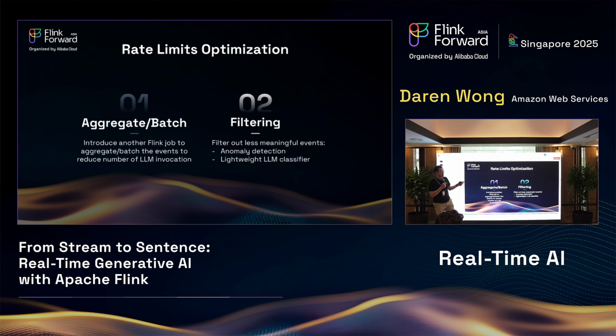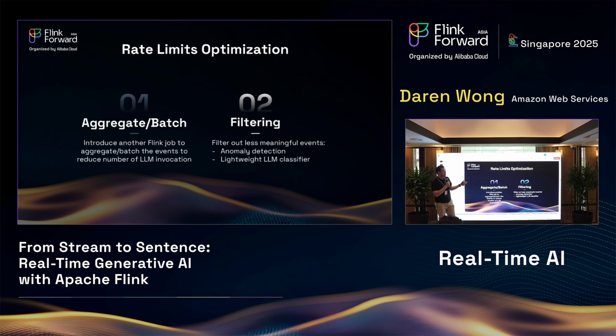The second way I can think of to do it is to use a lightweight LLM as a classifier. What this means is we give it the event, and based on the event, we ask the LLM to classify whether this is a meaningful event or not, whether we should be making a comment or not.